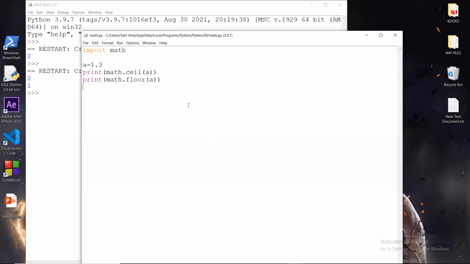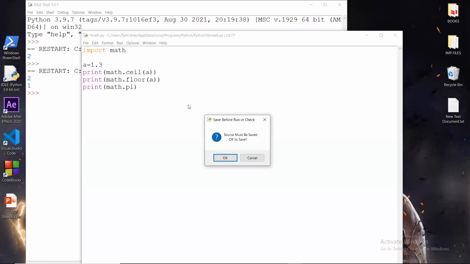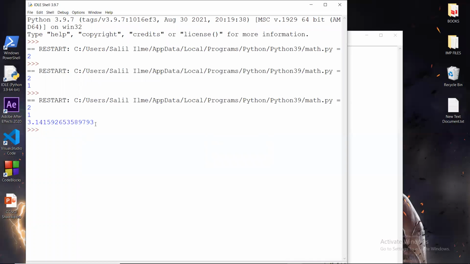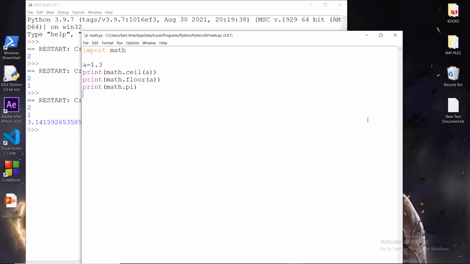Now, if I want the value of pi, that is 3.1 and so on, the whole value of pi, which is a very big number, we can type math.pi. As you can see, we have the whole number.